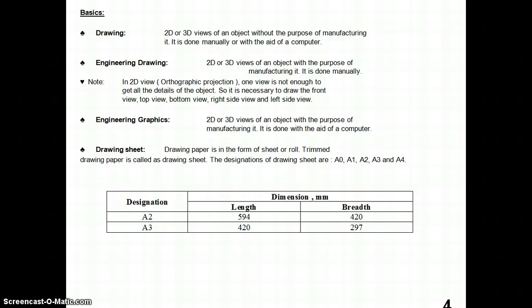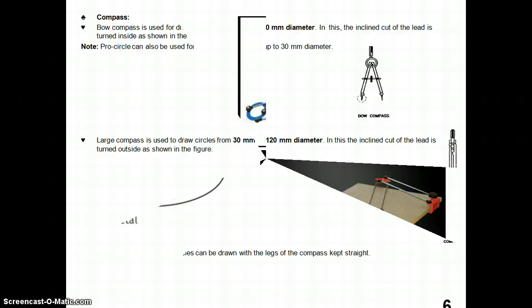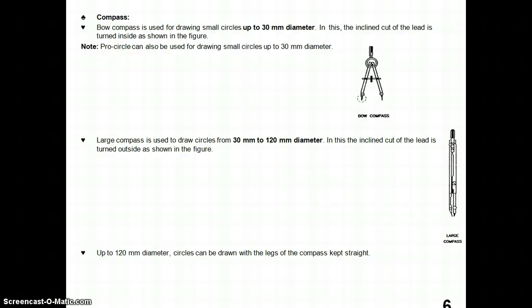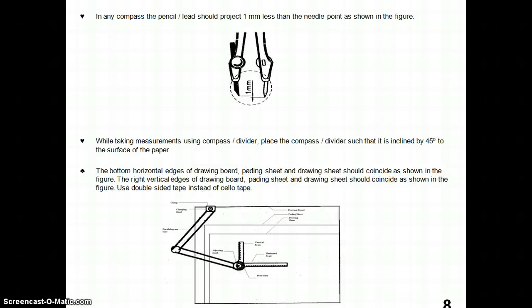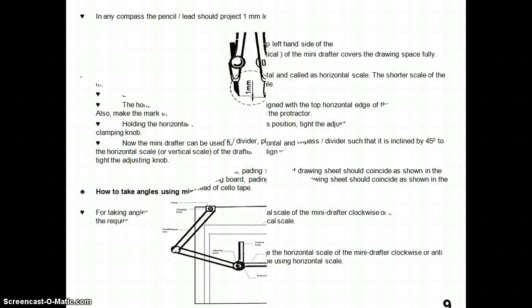Drawing sheet. The drawing paper is in the form of a sheet or roll. When it is trimmed, it is called a drawing sheet. The designations given are A0, A1, A2, A3, A4. Many instruments are used to make the drawing. An important instrument is the compass. It makes a circle. Many compass types are available.